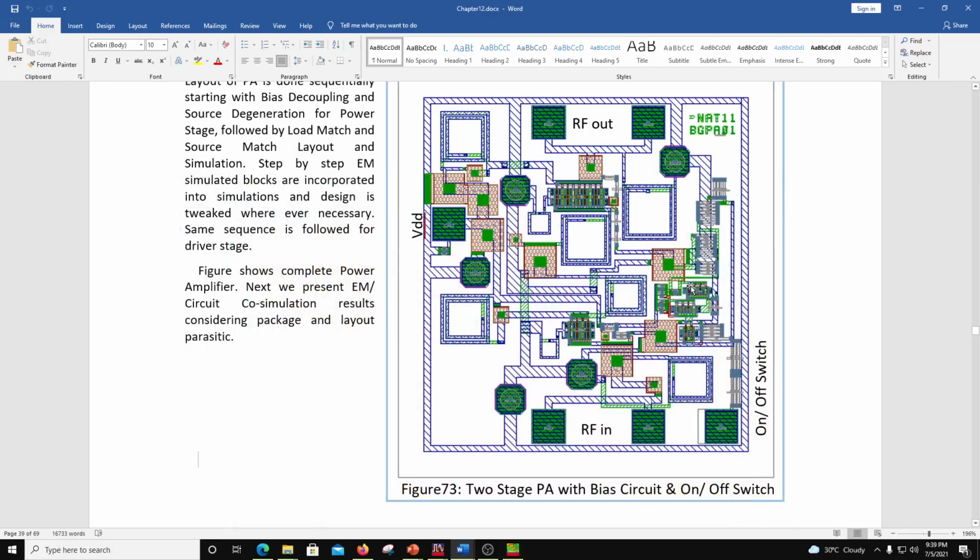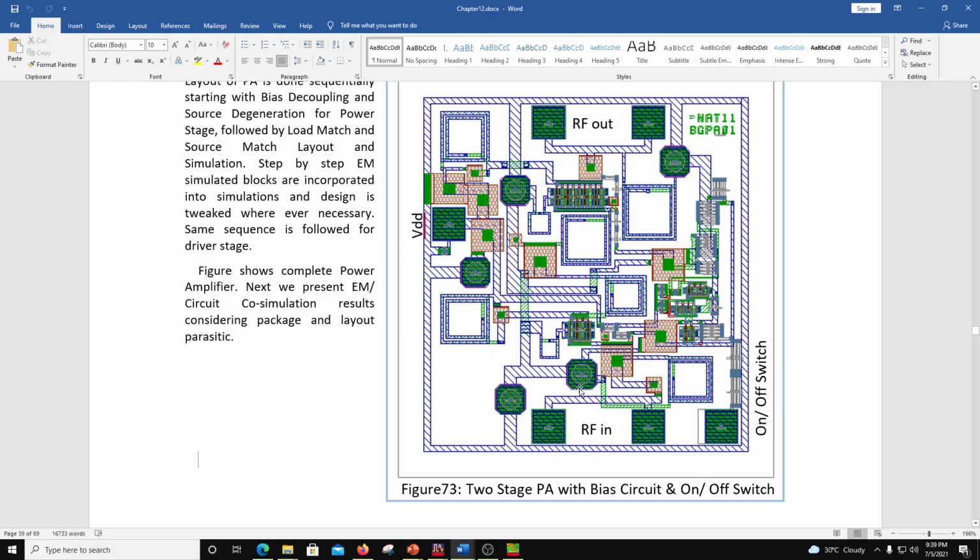Then there is a driver stage which is over here on the right hand side, and then there is a pre-driver stage which is on this side. So there are 3 stages in here, and there are bias decoupling networks on here, and then there are matchings on the output side, input side of each of these 3 transistors, right?